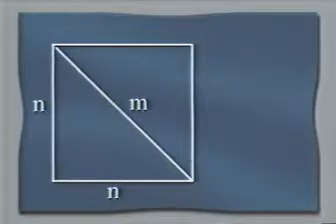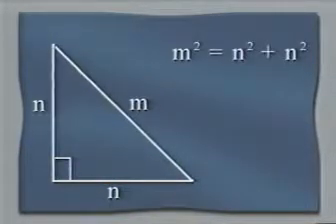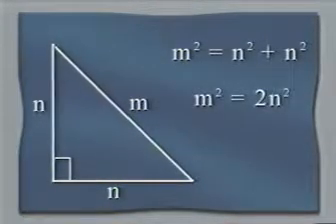Okay, so we have this square. If we talk about the two sides of the square and the diagonal, we have a right triangle, a right triangle whose two legs measure n and n, and whose hypotenuse measures m. Using the Pythagorean theorem, Aristotle showed that m squared equals n squared plus n squared, or m squared equals 2n squared.